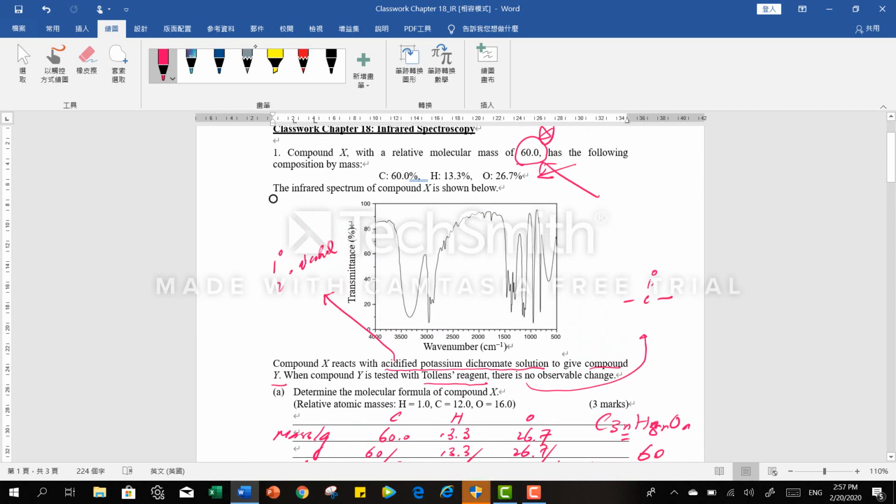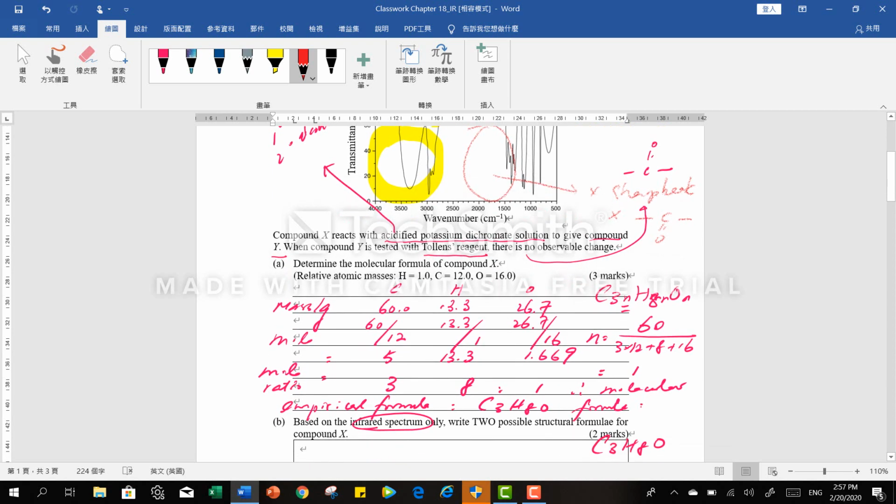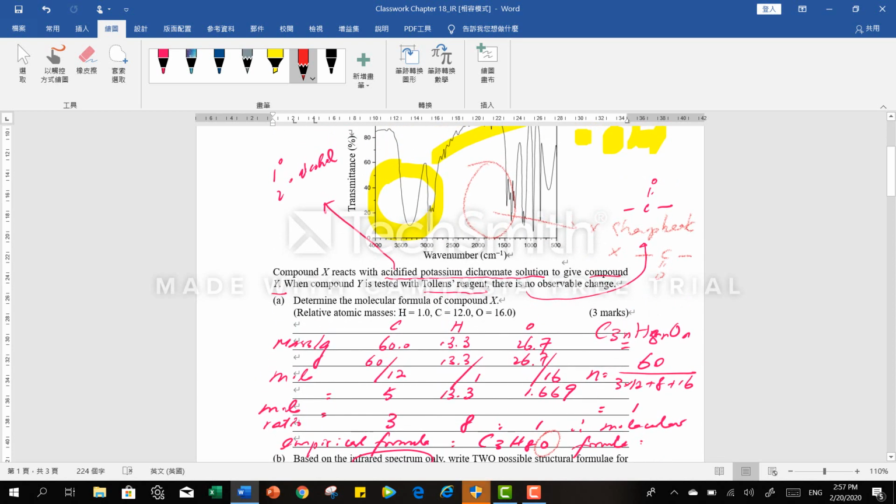Okay? Based on the infrared spectrum only, write 2 possible structural formulae of compound X. Now, when you look at this, this is what we have learned yesterday. It has a broad peak here, right? A broad peak, which corresponds to OH. And then here it doesn't have a sharp peak, which means the original compound doesn't contain a carbonyl group. Now, when you look at the number of oxygen atoms, it has only one O, right? And it doesn't contain any carbonyl group.